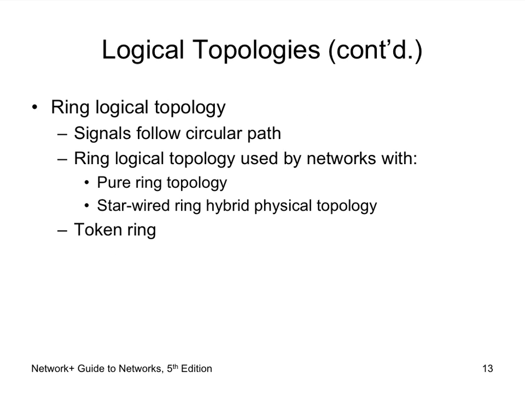The ring topologies have a circular path. There's what's called a pure ring, which is just a circular, clockwise network. And then there's a star wired ring, meaning it's a mixture between the two. And lastly there's what's called a token ring. A token ring basically could be a mixture between the star and ring topology together.